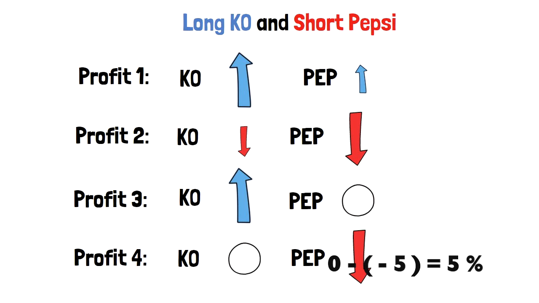So you can see there are 4 case scenarios where you can make money as compared to just going outright long Coca-Cola or outright short Pepsi. This is the biggest advantage of pairs trading because it gives you more opportunities to be right and thus makes it much easier for you to make money.